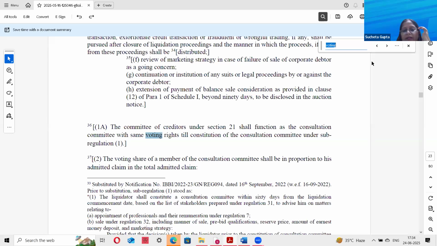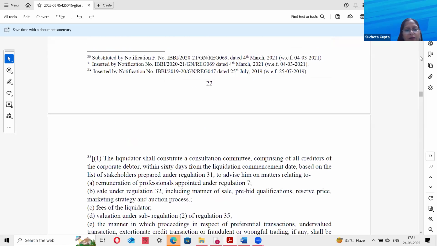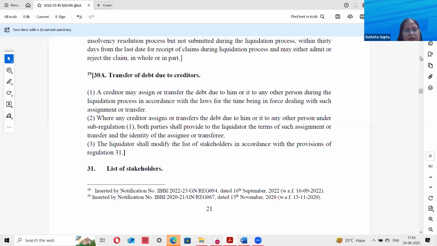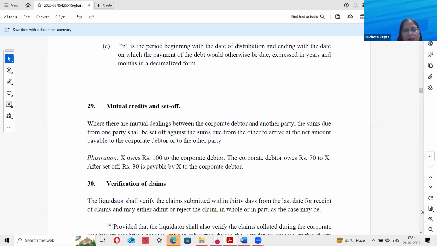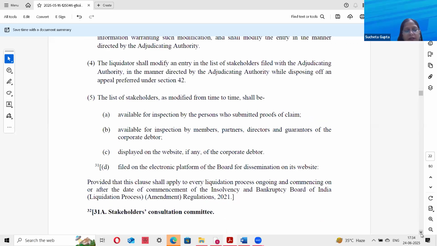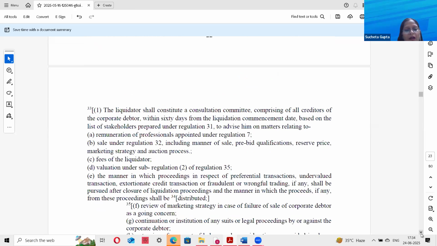Sir, the percentage is only given for some matters, and this is 60% of the COC, because I will also read the regulation, whatever the regulation provides for this. One minute, sir, I'm reading this regulation. 31A, I think it starts from here, sir?